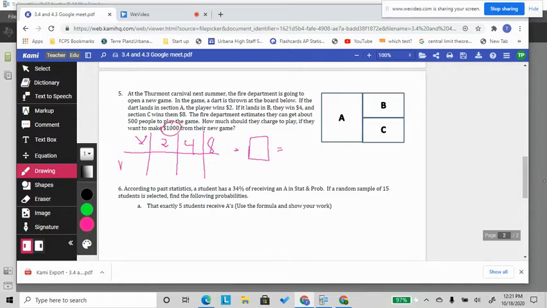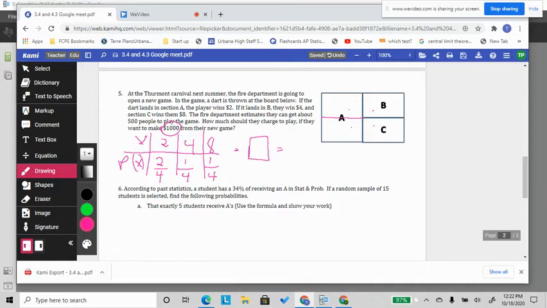Well, let's figure out the probabilities first. Think of this as 4 parts: 1, 2, 3, 4. If it lands on A, you win $2. So A is 2 out of the 4 parts, B is 1 out of the 4 parts, and C is 1 out of the 4 parts.